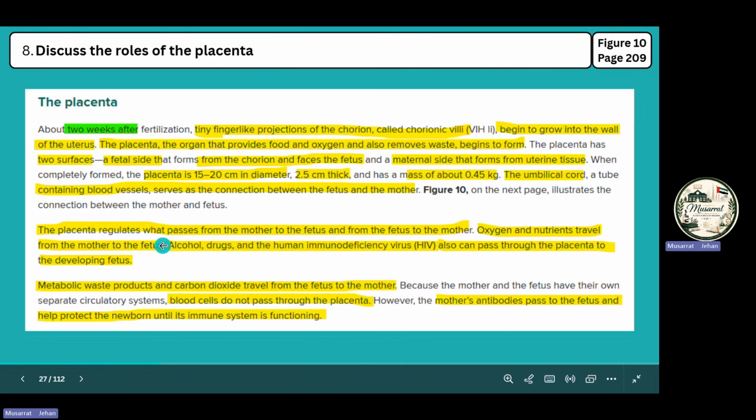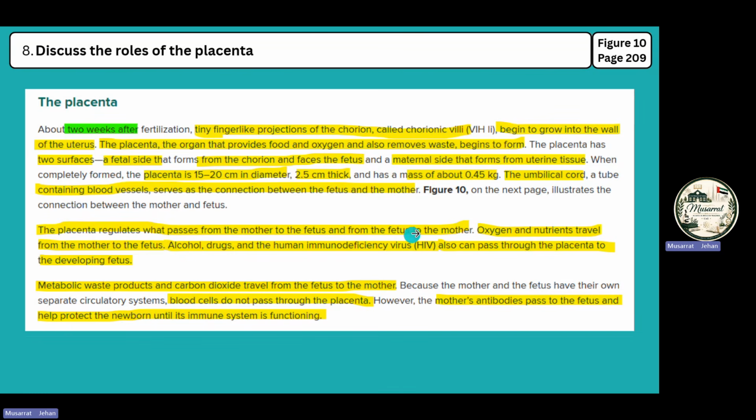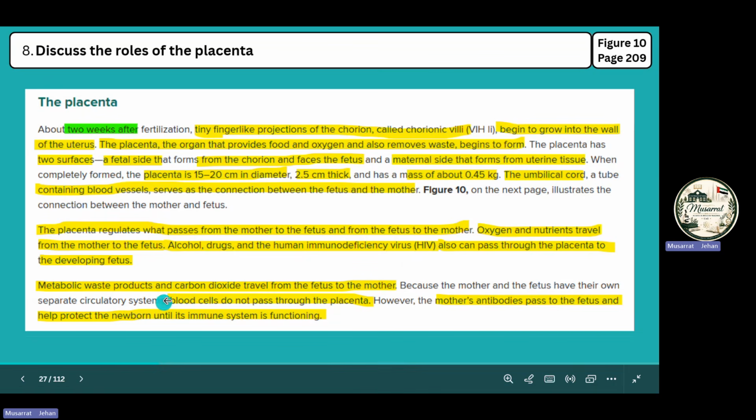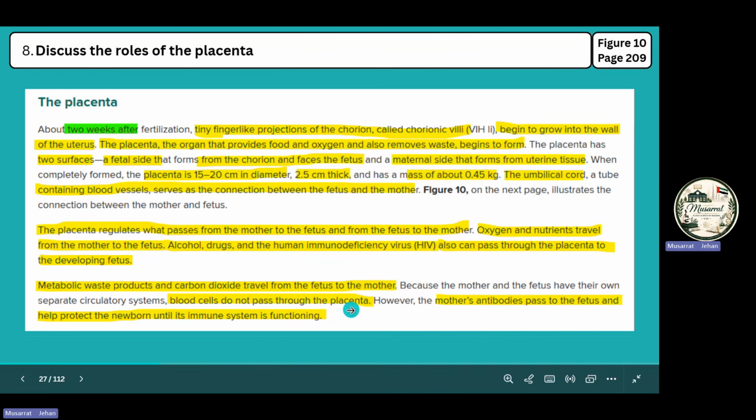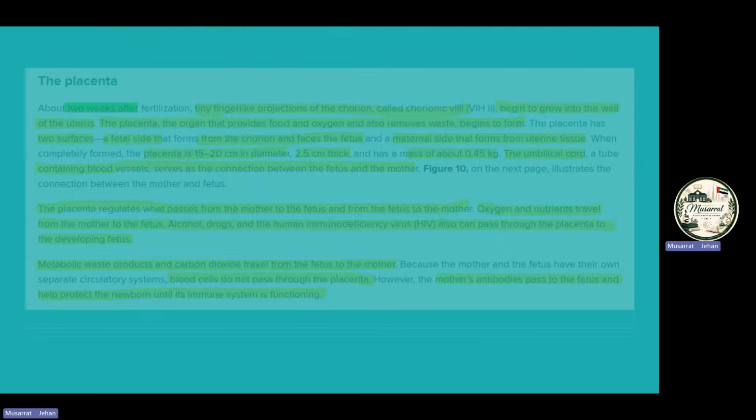What does the placenta do? It regulates what is going to pass from mother to the fetus and from fetus to the mother. Oxygen and nutrients travel from the mother to the fetus. Now remember this, oxygen and nutrients. Alcohol, drugs, and the human immunodeficiency virus, HIV, can also pass through the placenta to the fetus. Waste products and carbon dioxide travel from fetus to mother. Blood cells do not pass through the placenta. So mother's antibodies pass to the fetus and help protect the newborn until its immune system starts working. These are the questions.